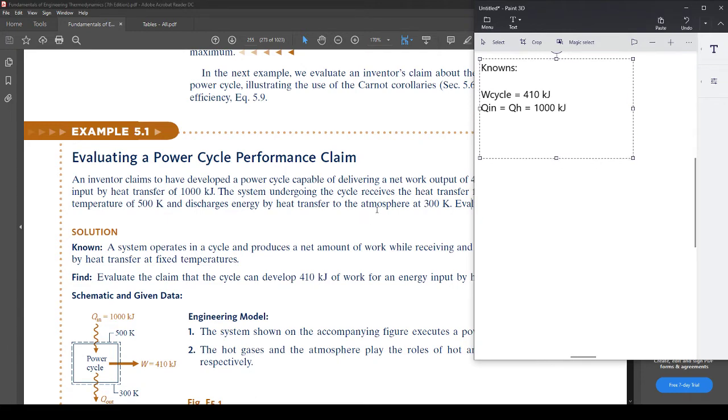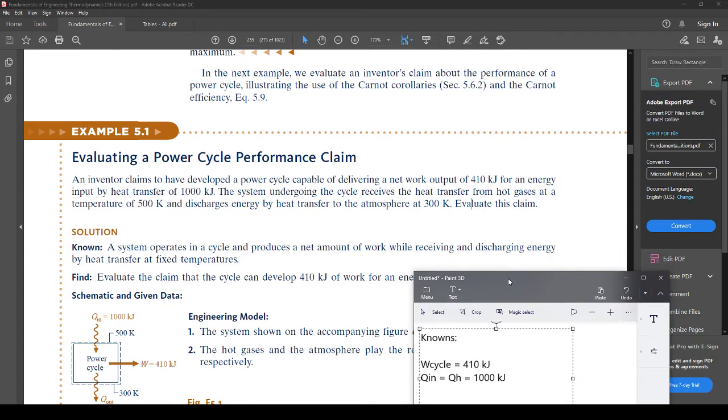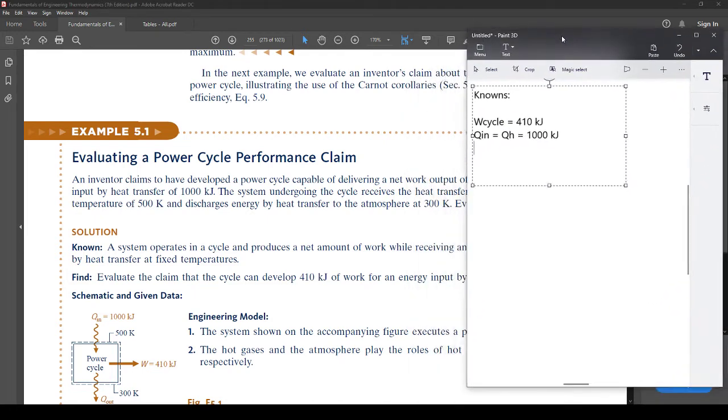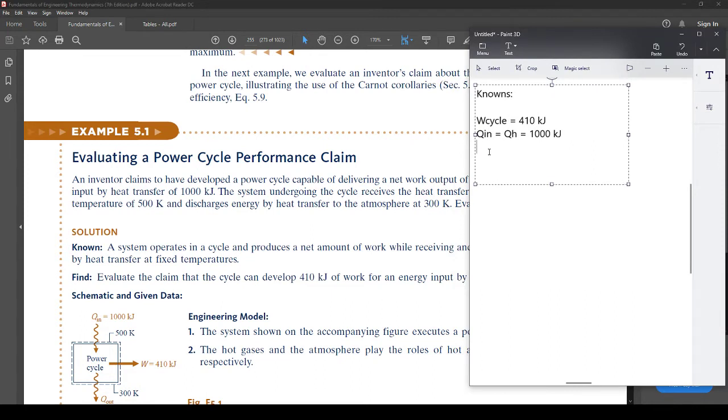All right. And then it says, the system undergoing the cycle receives heat transfer from hot gases at a temperature of 500 Kelvin and discharges energy by heat transfer to the atmosphere at 300 Kelvin. Evaluate this claim. So we now have to evaluate his claim. So they gave us TC and TH. TC is 300 Kelvin. And they gave us TH, which is 500 Kelvin, right? Simply put, they just gave us the hot and cold temperatures of the cycle. So this is what we know, okay?